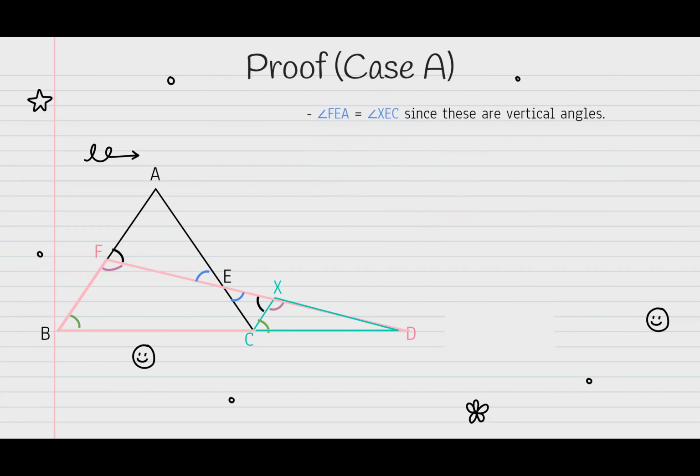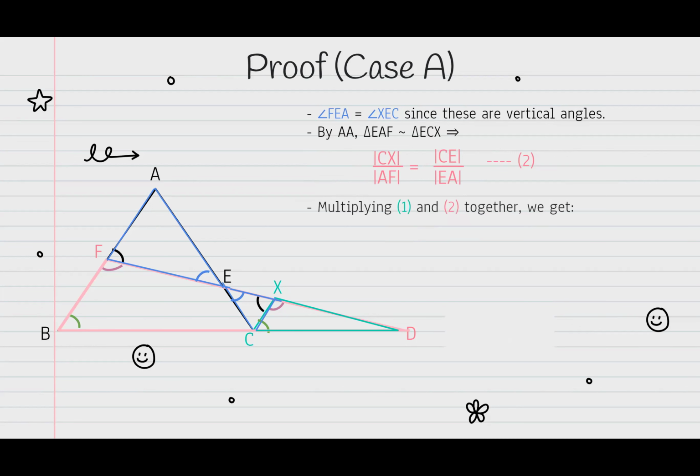we see that angle FEA is equal to angle XEC since these are vertical angles. Now by angle, triangle EAF is similar to triangle ECX. This implies that the absolute value of CX over the absolute value of AF is equal to the absolute value of CA over the absolute value of EA. And then we are going to label this equation as equation number 2.